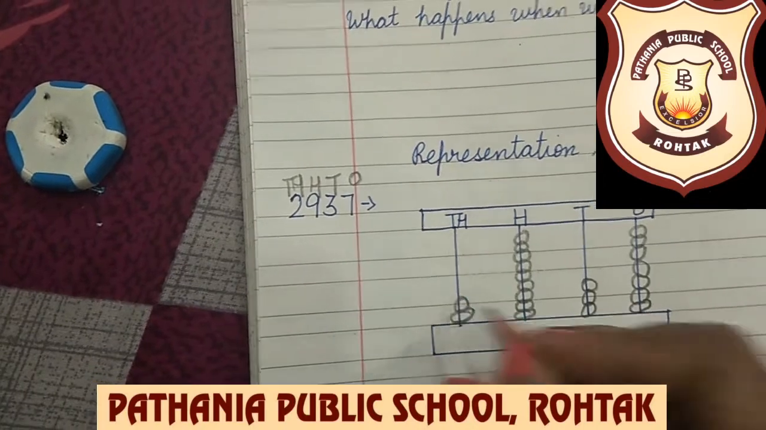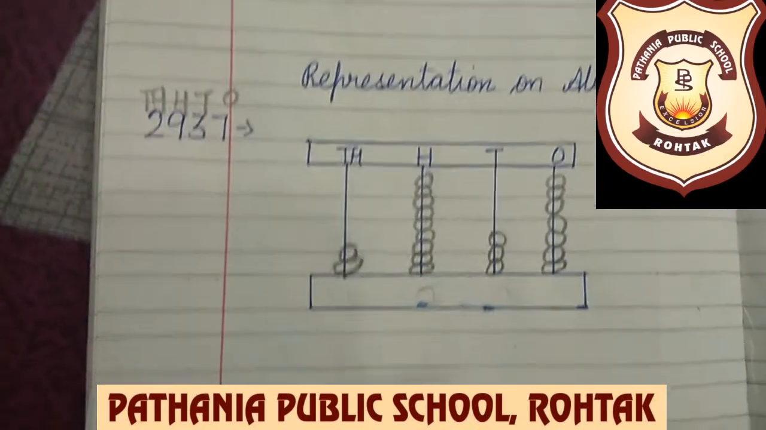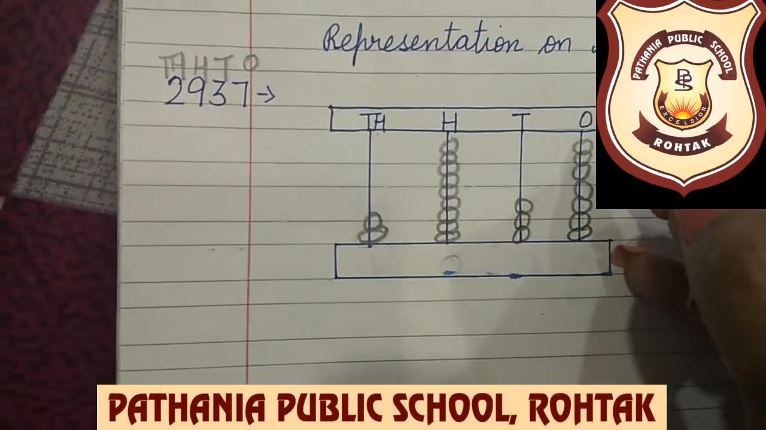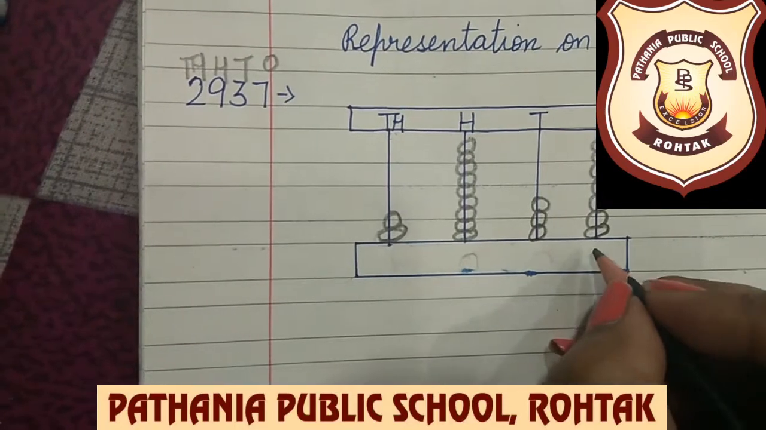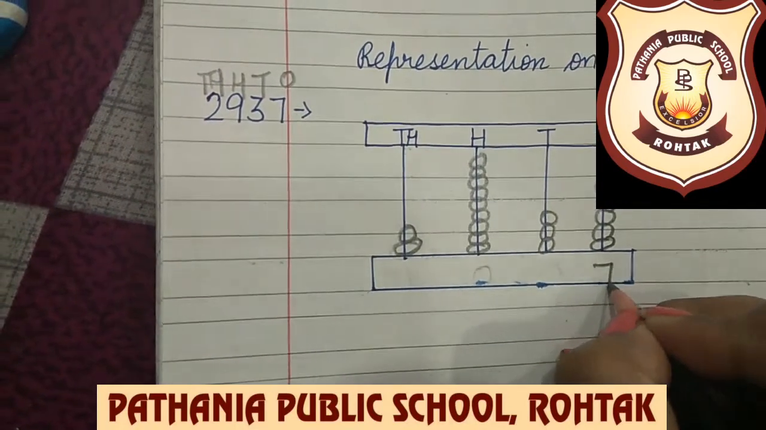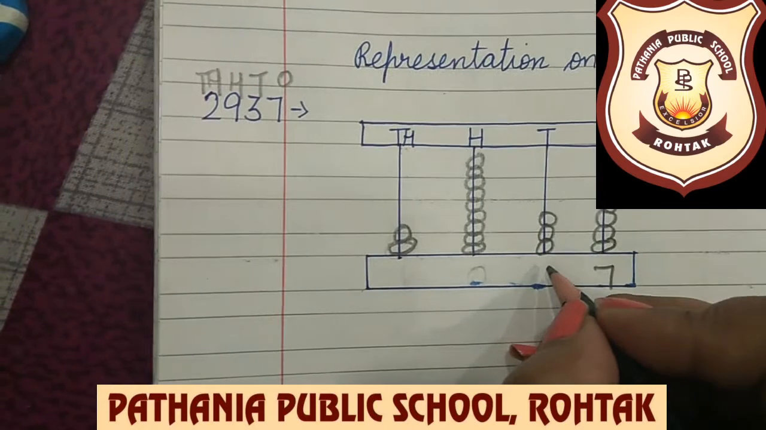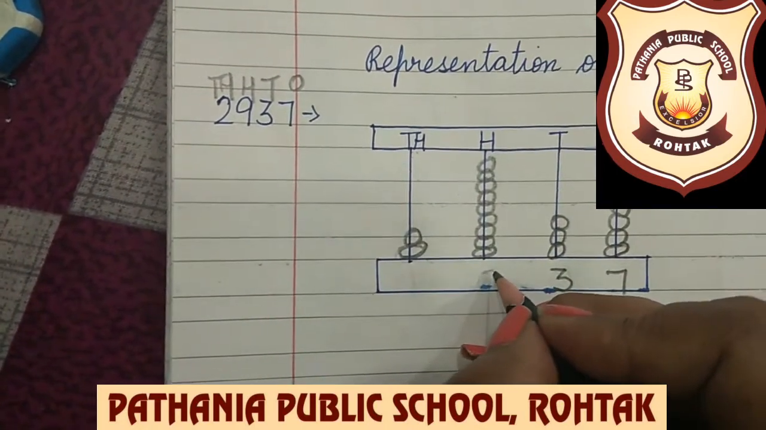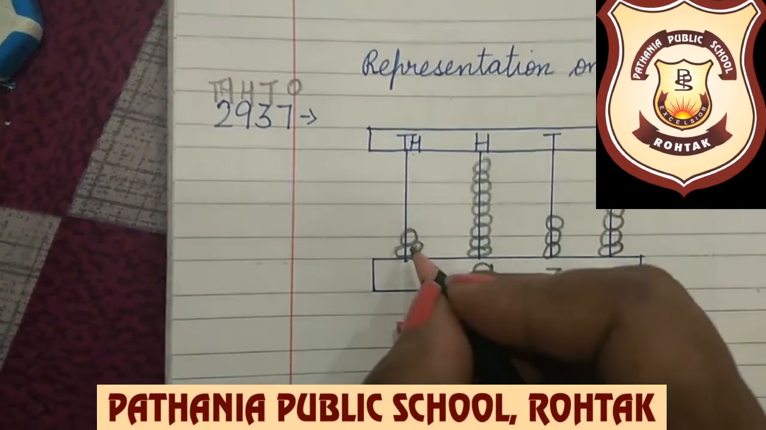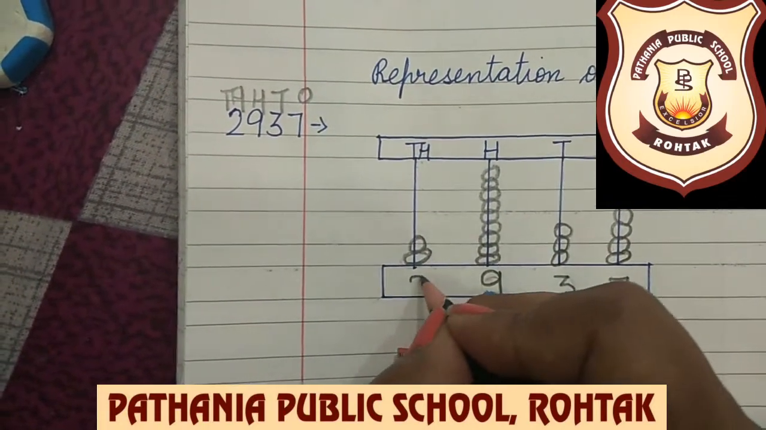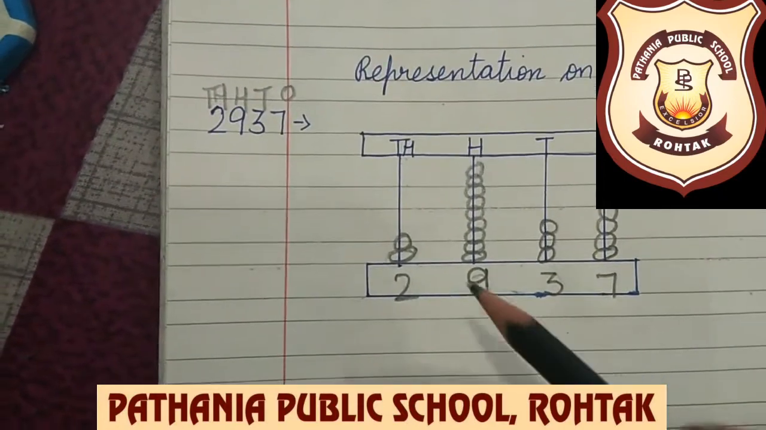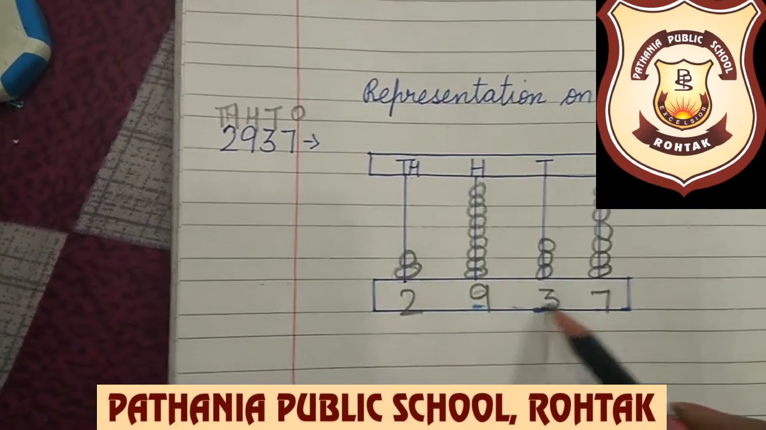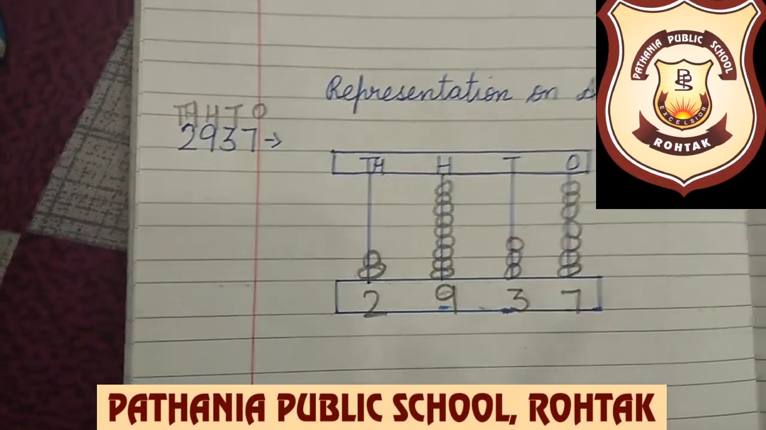1 and 2. Now beta, by looking at the tool only, you can write numbers by counting beads. Now at the ones place 7 beads are there, so here I will write 7. At the tens place 3 beads are there, so I will write 3. Here at the hundreds place 9 beads are there, so I will write 9. And here 2 beads are there, so I will write 2. That means I have represented 2937 on the abacus tool.